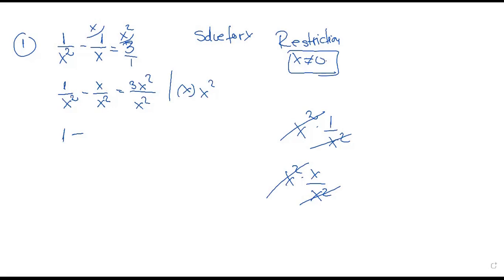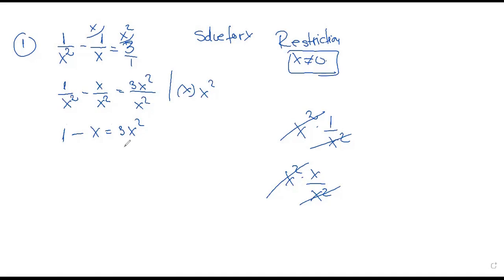Oh my God, what am I doing? Of course I know how to do this. It's just because I switched the type of problems. I'm okay, just doing a different type of problem now. 1 minus x equals 3x squared. Okay, now we need to solve for x.